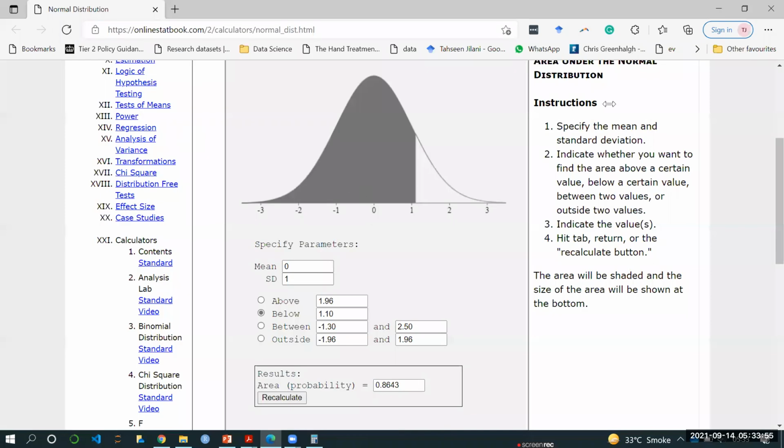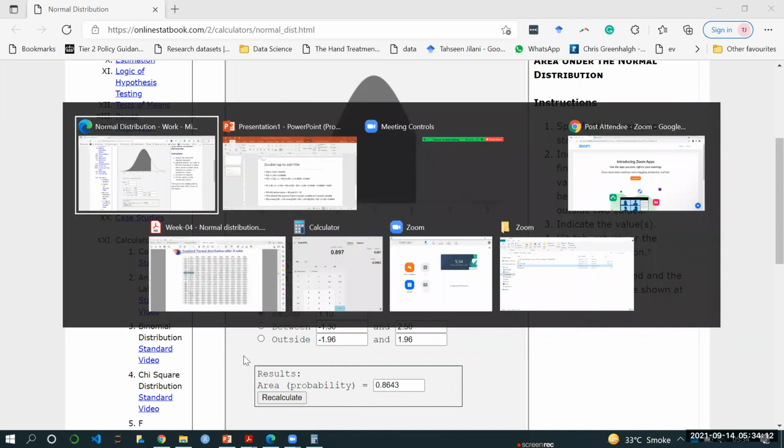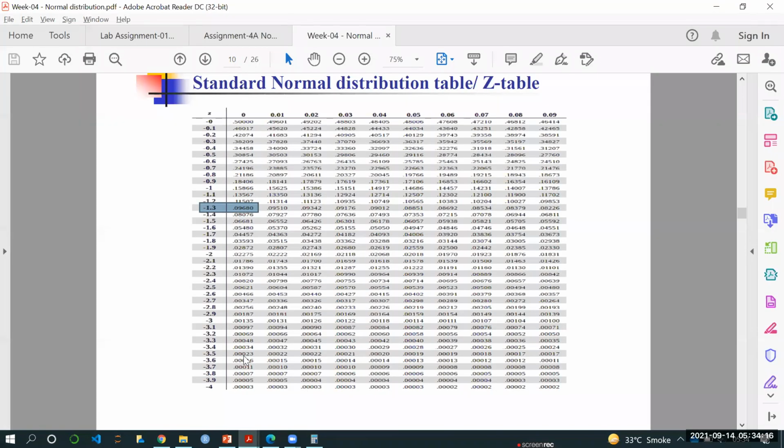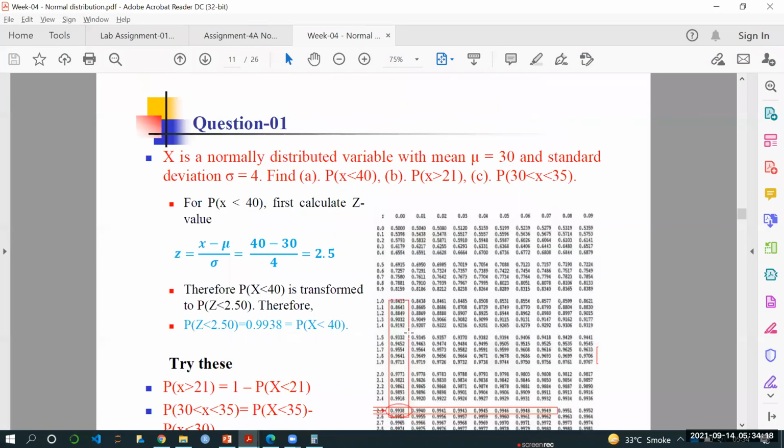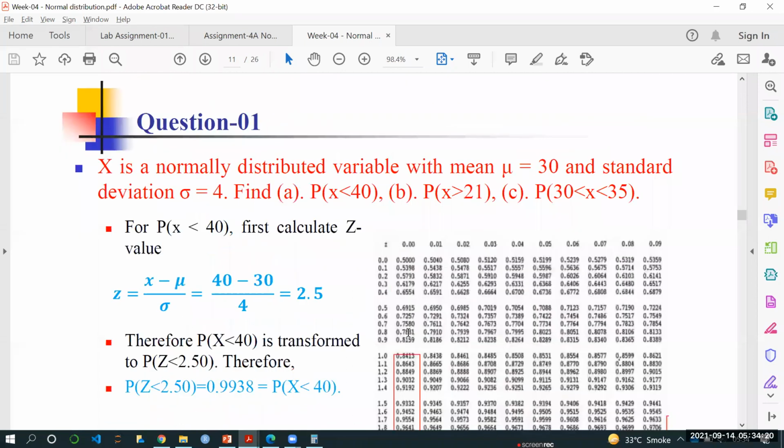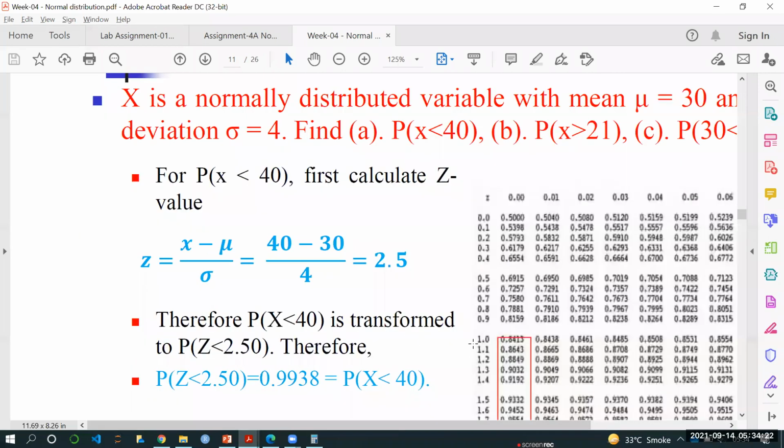You can copy as well. So we can see you can directly use these online calculators. There are a lot of them, and you can use the paper-based table. For example, 1.10, I go to this table where is 1.1. 1.1 is here and 0 is here, 0.8643.